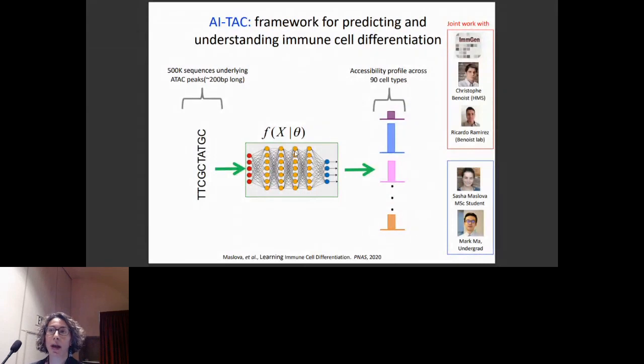So these are each about 200 to 250 base pairs long. And on the basis of sequence information, the model predicts accessibility simultaneously across the 90 different immune cell types. So this is a multitask learning model that, using the same input, tries to simultaneously predict accessibility across all these cell types. And I should mention that it's a convolutional neural network model, which is a standard model nowadays for modeling sequence information.